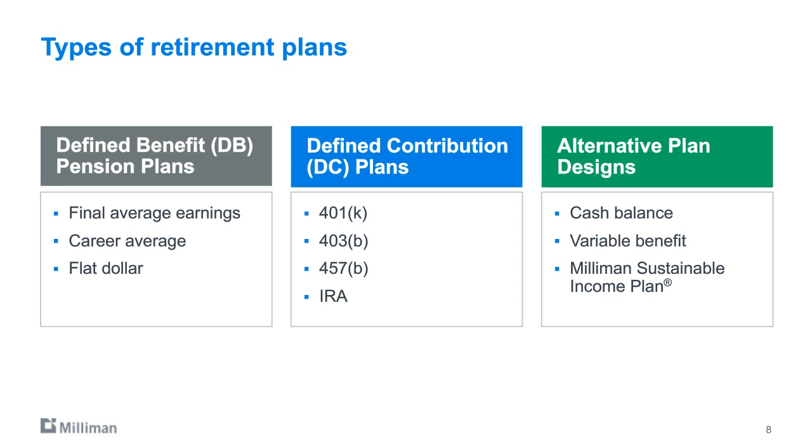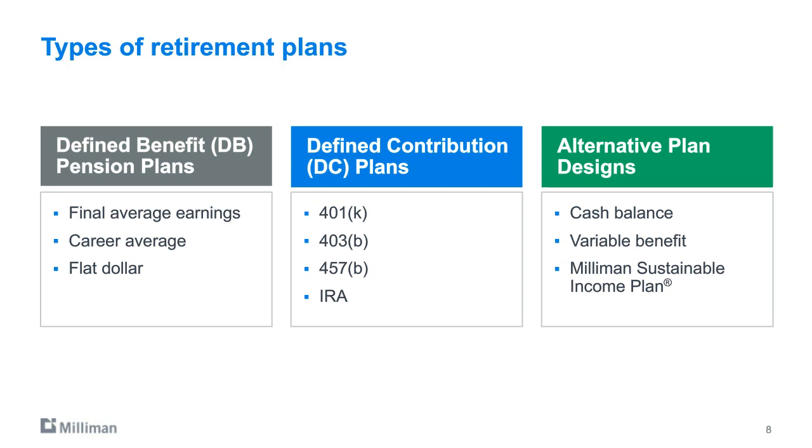In a defined contribution arrangement, it's essentially the opposite of that. We define the contribution that's going to go in, so the sponsor and perhaps the participants have a certain contribution that they put in, and then that money is invested, typically at the participant's discretion, and then the benefit in retirement is the accumulation of the assets that the participant was able to accrue. And so the benefit isn't defined, but the contribution is.